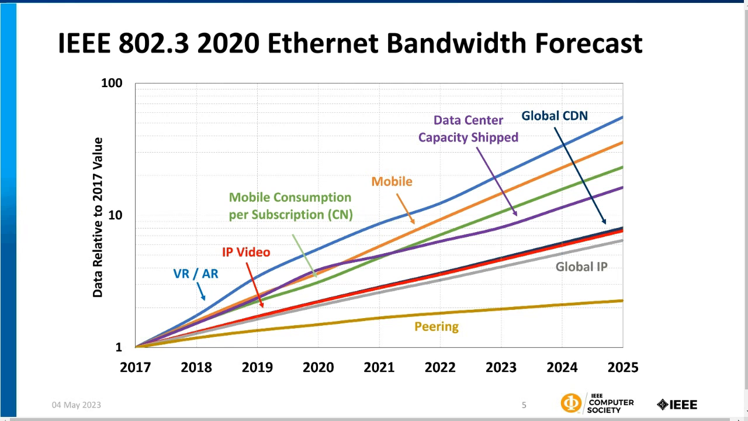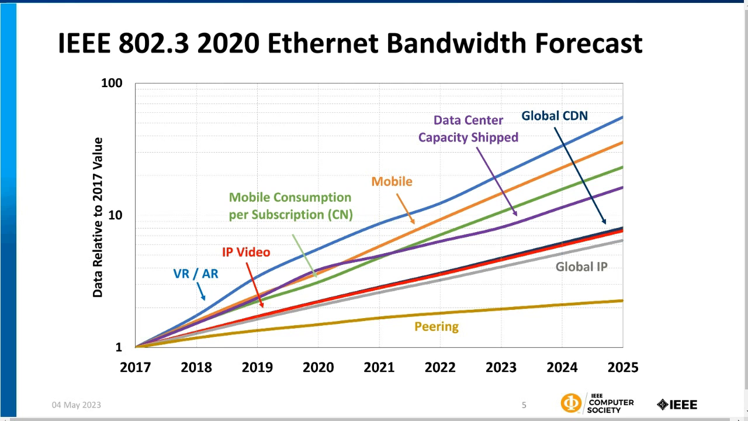And we normalized it all back to 2017, which was when we did the last speed jump. So we looked at a host of different application spaces: virtual reality, IP video, mobile consumption of data, the mobile market, data center capacity being shipped, content delivery networks, IP peering. We plotted what we could, and that really went out to 2022, and then we just had to assume a CAGR. We assumed a constant CAGR in that time frame to get a reasonable estimate of what the growth would look like. And what you really saw was that traffic normalized to what it was in 2017 would be growing anywhere from 2-3 times to 55 times of what the data is.